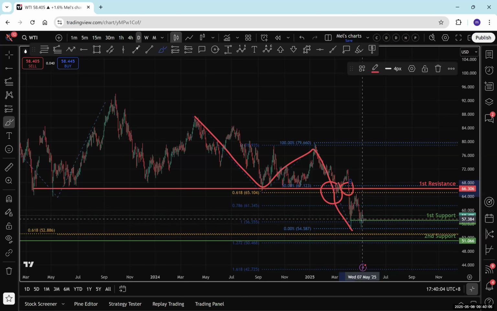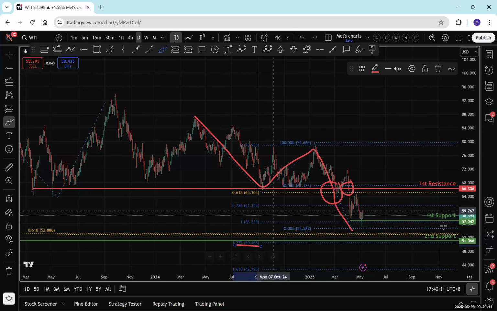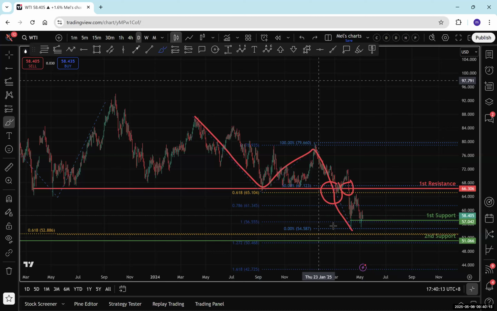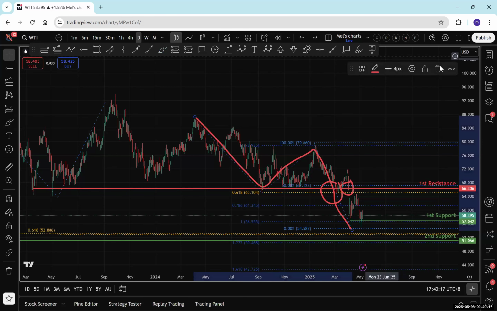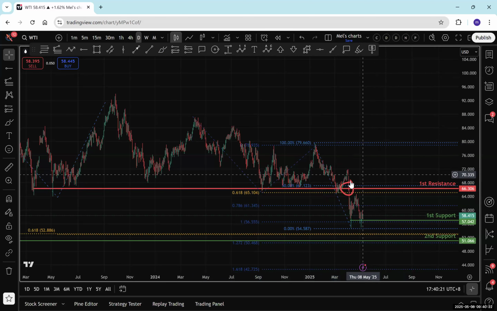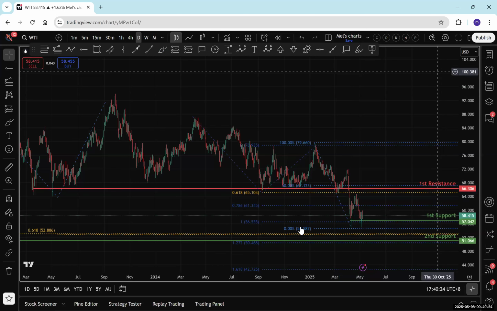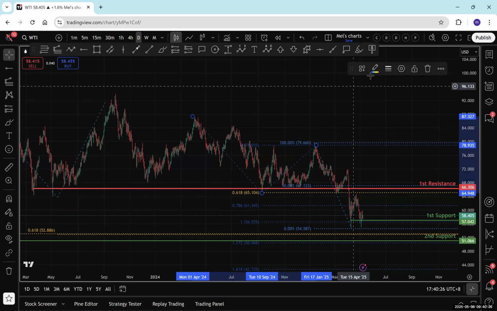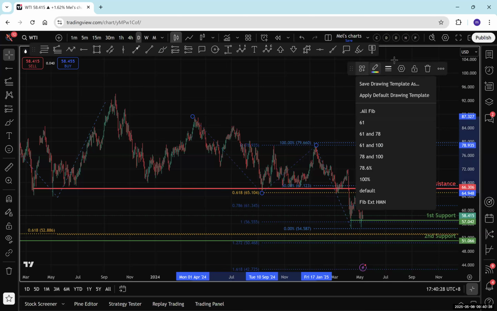Whereas here at our 100%, price is still currently testing that first support level, and also our 127 is in line with the second support. Okay, so I'm just going to keep the 100 and the 127.